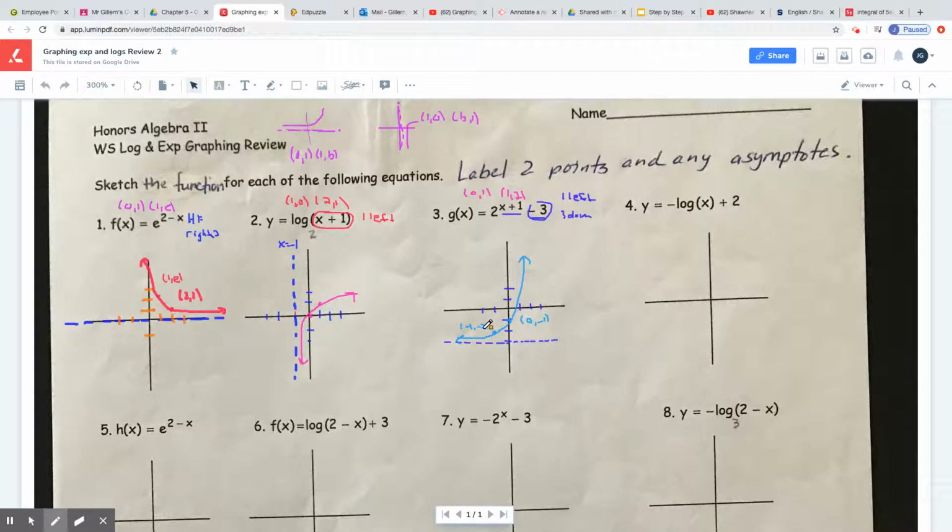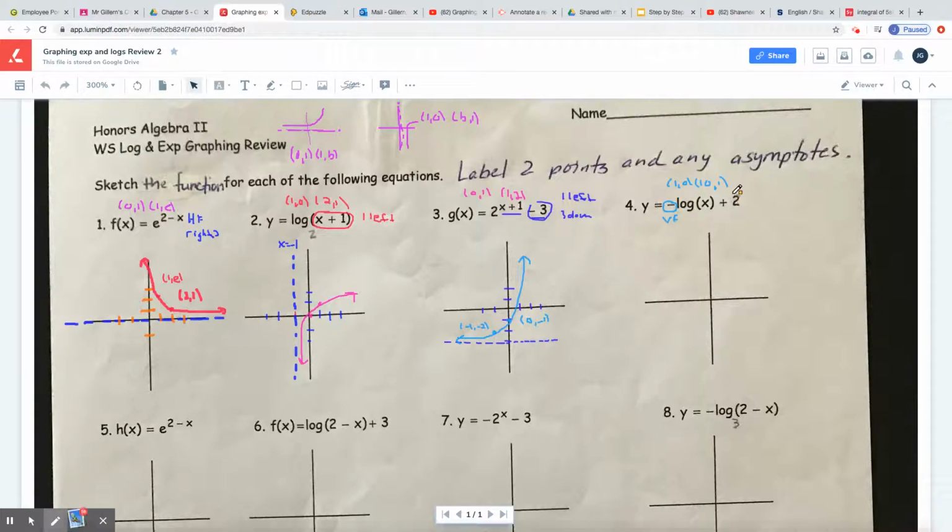On to number 4. We have a log graph, and there is no base there, which means it's base 10. So it's 1, 0, and the base, which is this 10, 1. The only thing happening here is a vertical flip. That means it's going to change the coordinate of our y's, because we're going to flip over the x-axis.